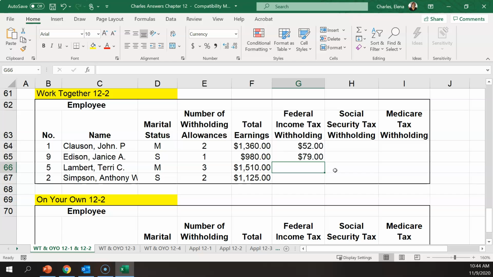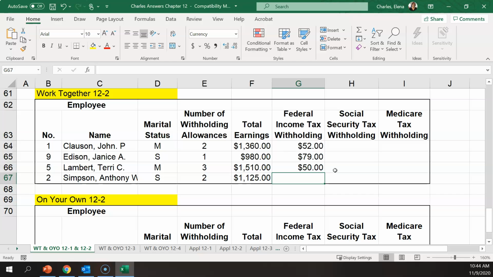Terry is married and has 3 allowances. So turn to page 354, and Terry's total earnings are $1,510. It's in the at least 1,500, but less than 1,520 range. And she has 3 allowances. So go over to the 3 allowance column, and you'll see her tax is $50.